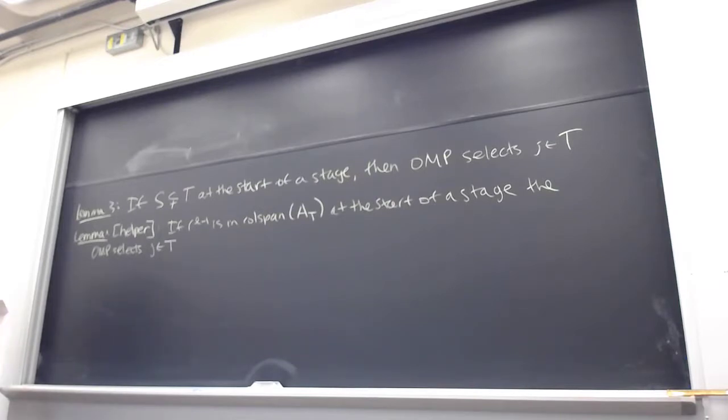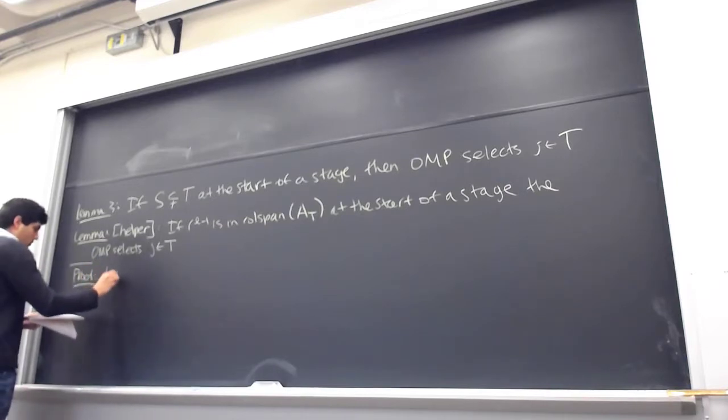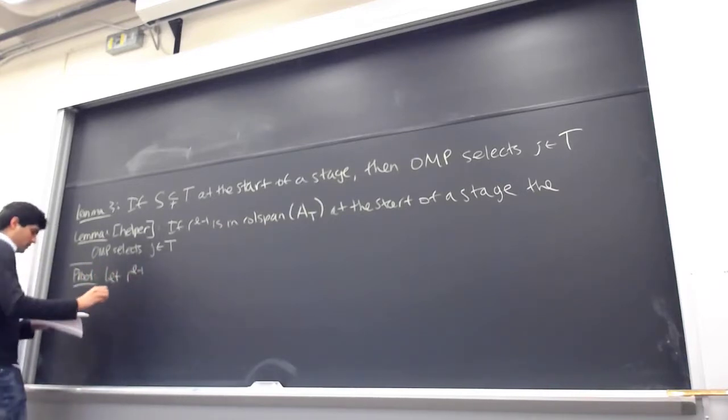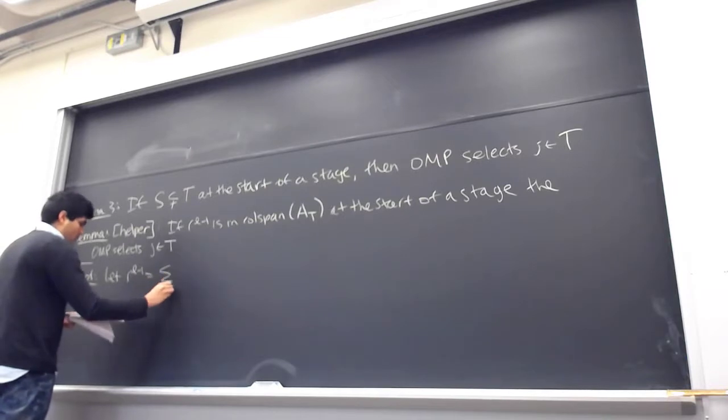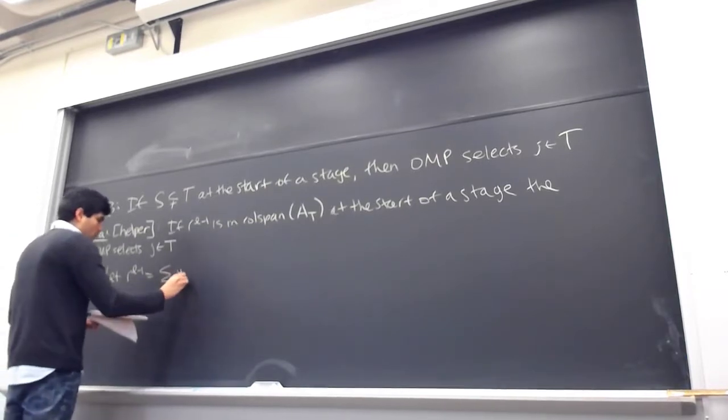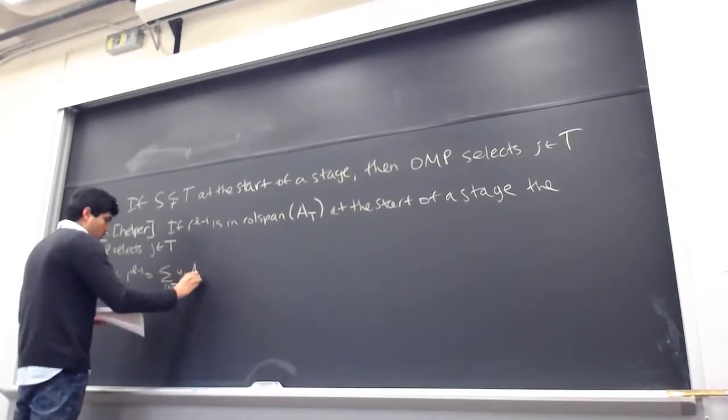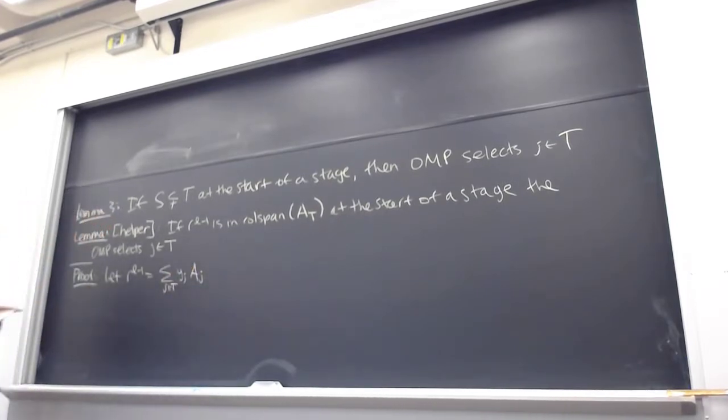So this is the main lemma. This will take us a few minutes, but then we'll be in good shape. So, how do we prove the helper lemma? Well, now let r_{l-1} be the sum over j in T of y_j a_j. So this is just by the assumption of the lemma that r_{l-1} is supported in the column span of A_T. So let's write it out explicitly this way.